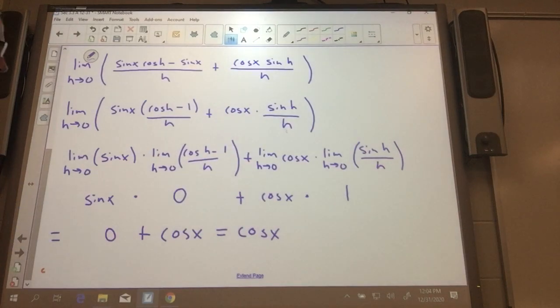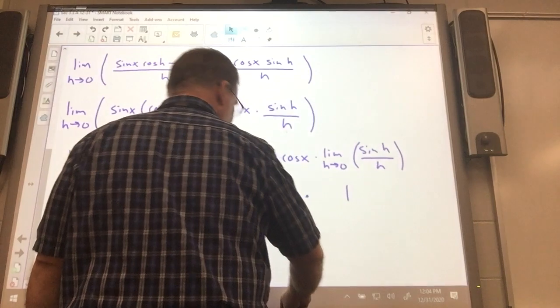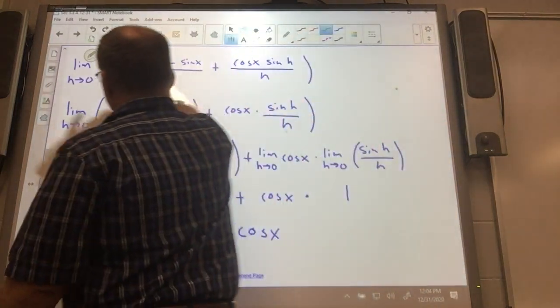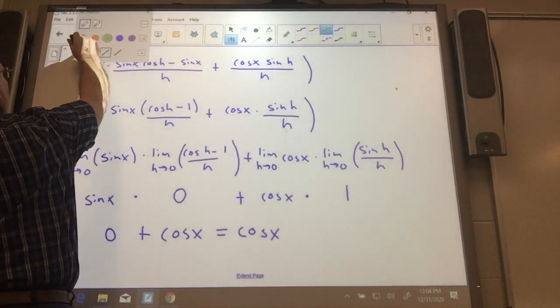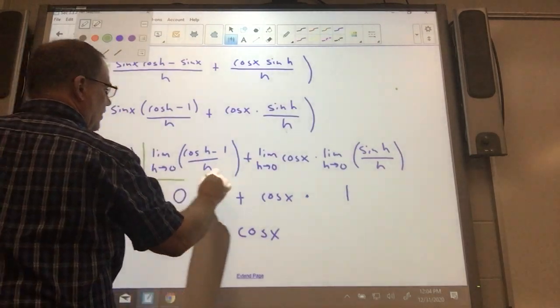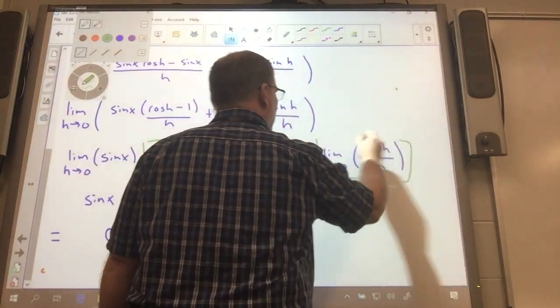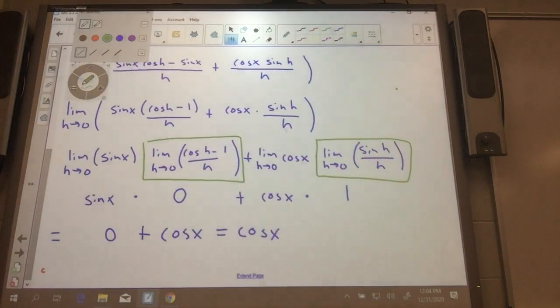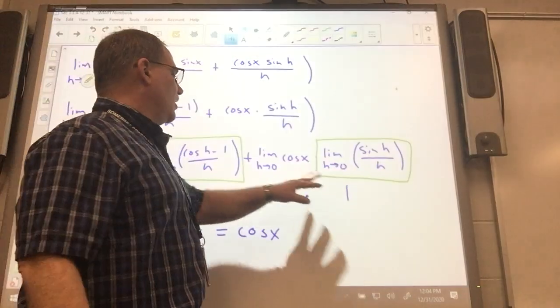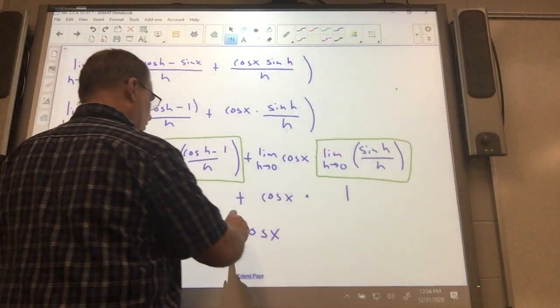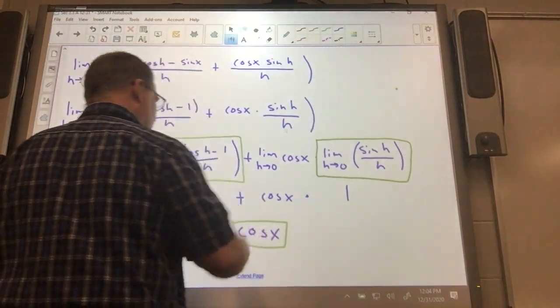But again, this proof really goes nowhere if A, I don't know some trig identities, which I had to throw in there, and B, I had to have this limit and this limit. Without these two limits, this proof is kind of dead in the water. But I found those limits in the previous video, found them here, and you can see that, hey, this is not really that terribly difficult. I just showed that the derivative of the sine must be the cosine.